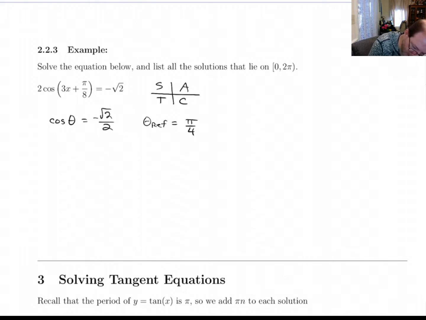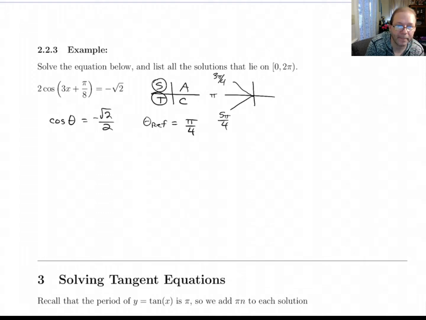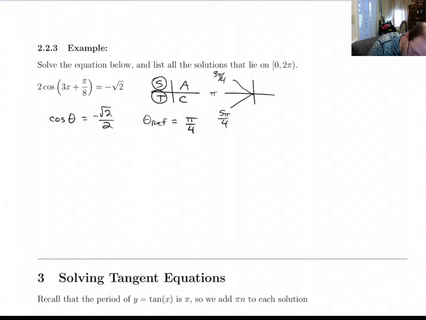And we want cosine to be negative, so that's going to be these two quadrants. So what I've got here is this angle and this angle. All right, so that's 3 pi over 4 and 5 pi over 4. So my solutions here are theta is 3 pi over 4 plus 2 pi n, and theta is 5 pi over 4 plus 2 pi n.